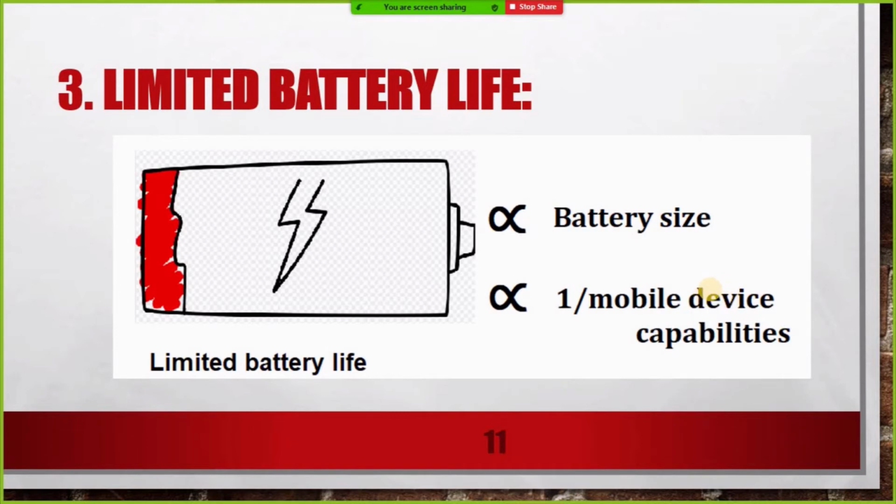For example, since Nokia mobile has fewer capabilities, it has more battery life, and since Android or iOS have more capabilities, they have less battery life. And if we are talking about mobile database, then obviously we should include battery life as a characteristic.